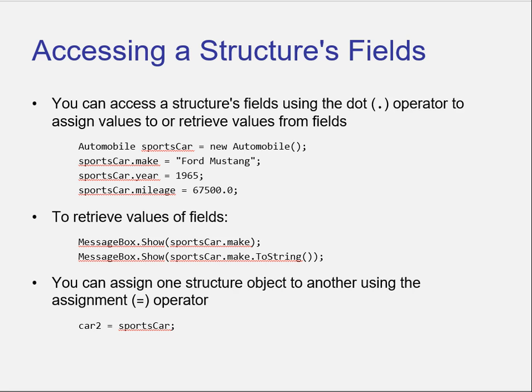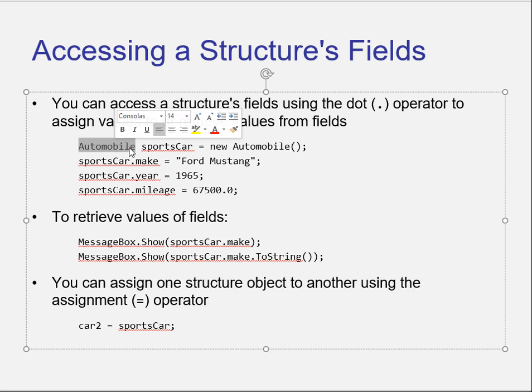All right, we're back, Chapter 8. We're going to carry on with accessing structure fields. In this example, just to go over this again, we're creating an instance of an object using our new structure that we created called automobile.